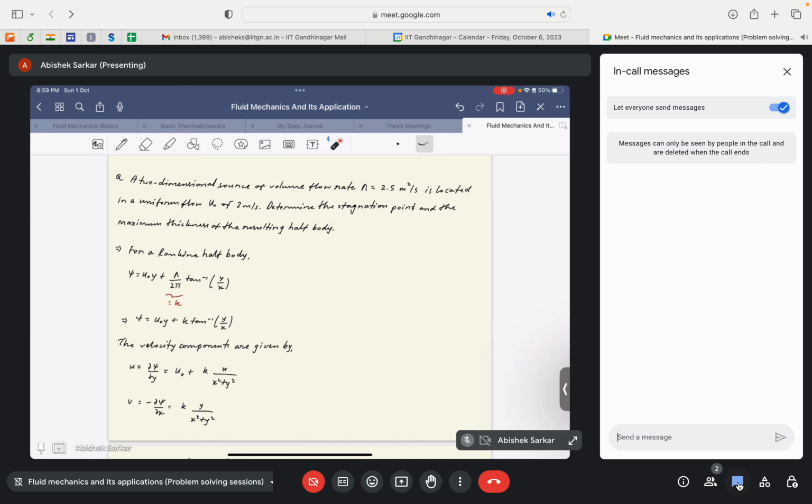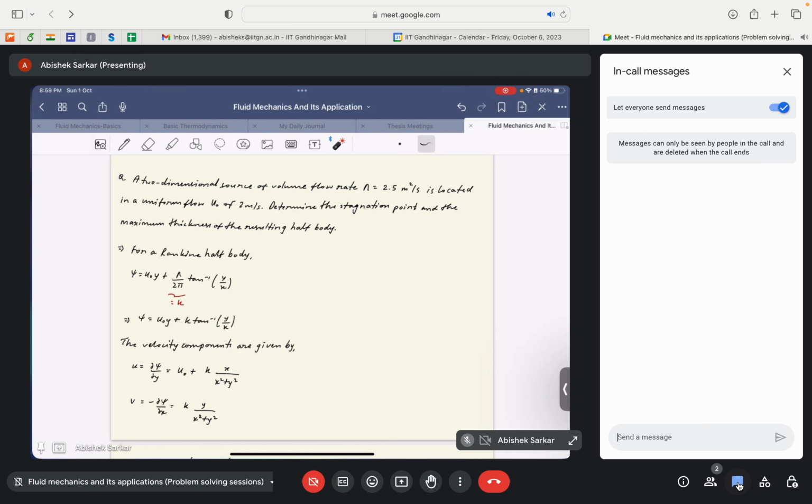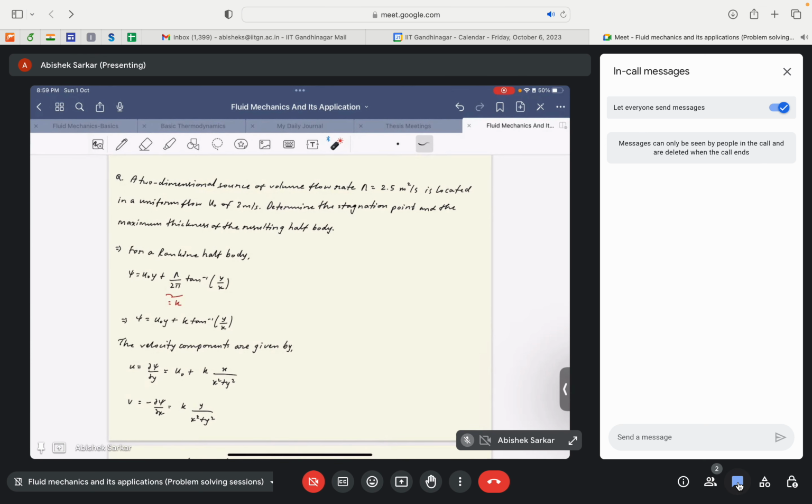So it is given that the volume flow rate lambda is equal to 2.5 meters square per second, located in a uniform flow of 2 meter per second. The solution you're going to get is the superposition of a uniform flow and the source. It is basically a half Rankine body, right? Determine the stagnation point and the maximum thickness of the resulting half body.